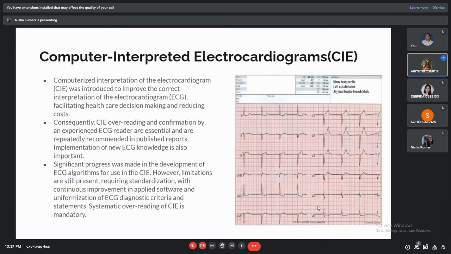please. So in this slide, we have a CIE, that is computer-interpreted ECG, electrocardiogram. So computerized interpretation of electrocardiogram was introduced to improve the correct interpretation of ECGs. CIE overreading and confirmation by an experienced ECG reader are essential and are repeatedly recommended in public reports. Significant progress was made in the development of the ECG algorithms for use in the CIE. However, limitations are still present, requiring standardization with continuous improvement in applied software and uniformization of ECG diagnostic criteria and statements.